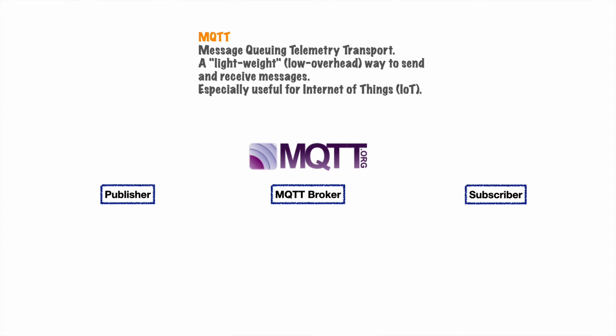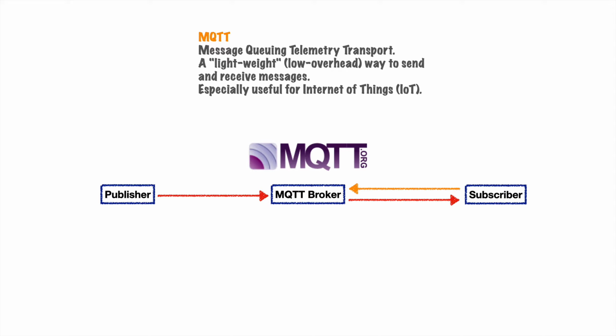Now, the idea behind this is that a subscriber tells the broker, hey, if any particular messages come in on a topic that I've subscribed to, send them my way. Now, the publisher can publish messages, and if they're on a topic that's been subscribed to, the broker will send out that published message to all of a topic's subscribers.